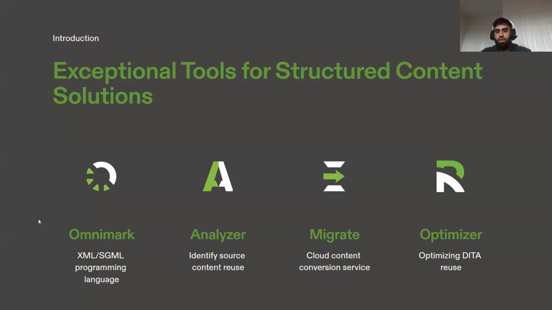With Migrate, you can quickly and easily convert your content to a structured format on the fly. Finally, we have Optimizer, which is a tool that helps analyze DITA content collections and identify reuse opportunities, as well as automatically deduplicate the DITA at the element level. So this is once your content is already DITA and you want to deduplicate it, then that would be the tool for you. Right now, we're focusing on Analyzer, which is for your source content, unstructured, and we want to realize the potential that it holds.